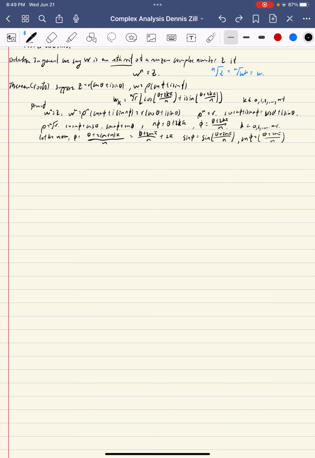And now we may conclude, if you substitute back in over here, you get the kth root. I think this is the kth root.